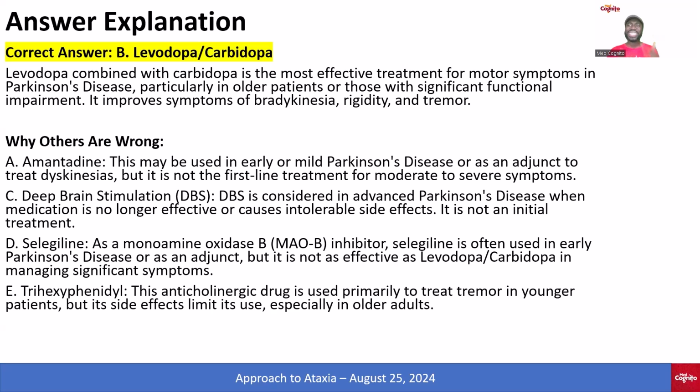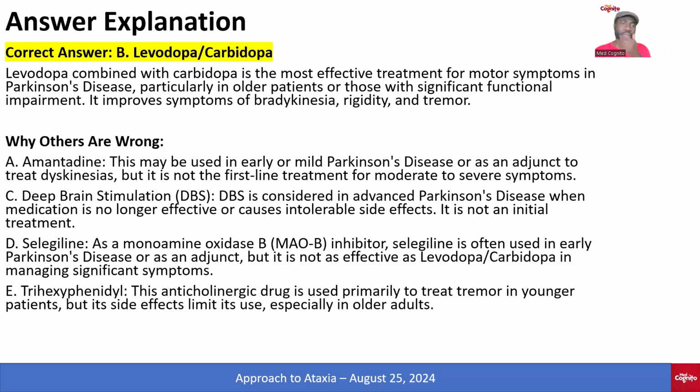Now, why is amantadine wrong? Amantadine, now note this, may be used in early or mild Parkinson's disease or as an adjunct to treat dyskinesia, but it is not the first line. So please, today, the learning point is this. We can use amantadine, but amantadine is not our first line. The best use of amantadine is to use it as a supportive medication to levodopa carbidopa.